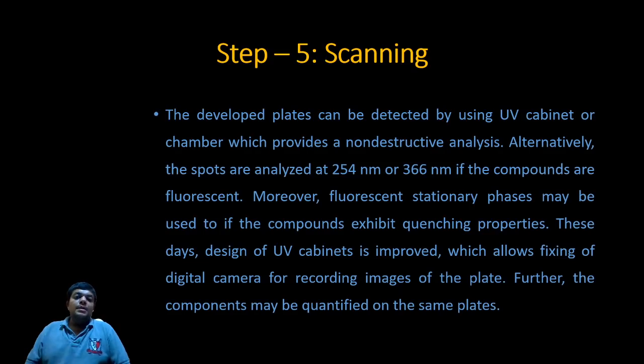Development of chromatogram. Step 5 is the scanning or the visualization. The developed plate can be detected by using UV cabinet or UV chamber, which provides a non-destructive analysis. The spots are analyzed at 254 or 366 nanometer if these compounds are fluorescent. Moreover, fluorescent stationary phases may be used if the compounds exhibit quenching properties. These days, design of UV cabinet is improved, which allows fixing of digital camera so you can click the photographs, recording the images. Further, the component may be quantified on the same plates. So friends, this is step 5, scanning.